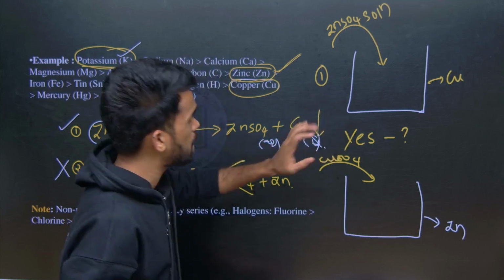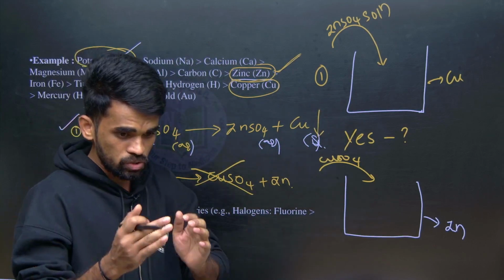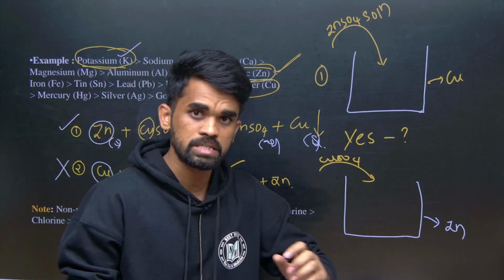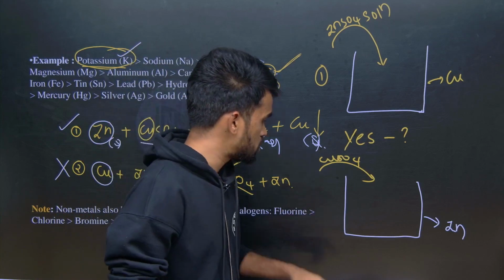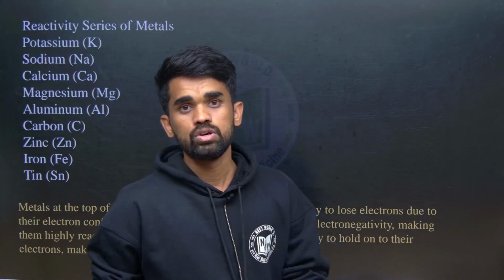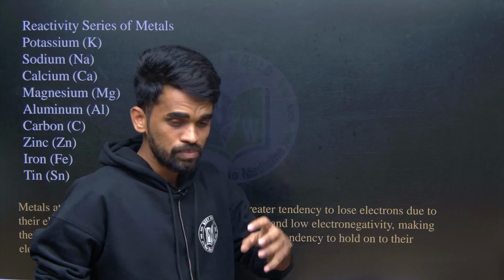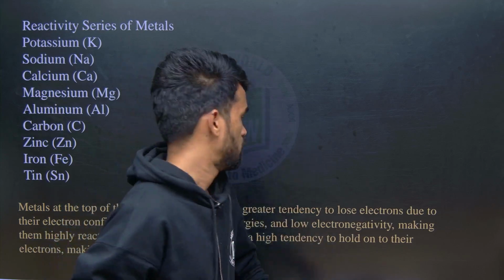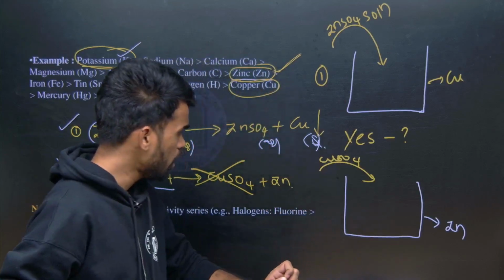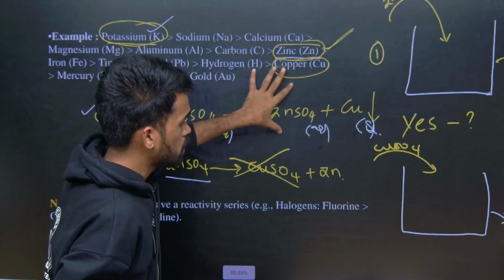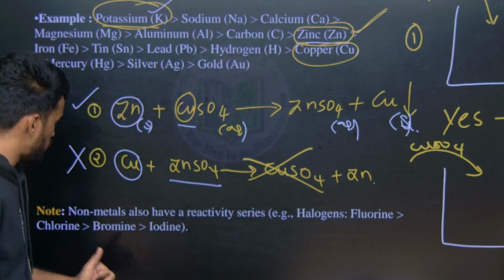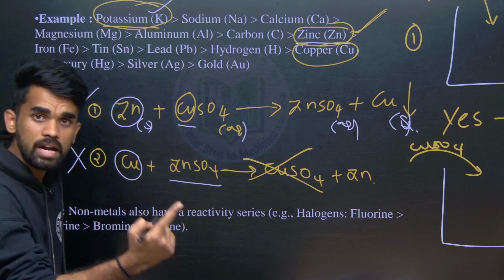So this is a daily life application. Based upon which metal is more reactive and which is less reactive, we can decide. This is also used in the extraction of metals. Based on displacement reactions only, extraction of metal is possible. Okay, now one more thing. See here, I have mentioned only metals. So what is the note point here? It is also there for non-metals.